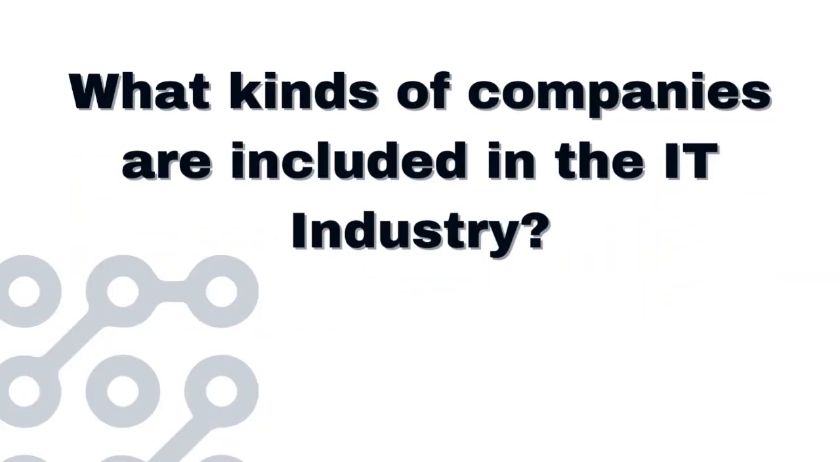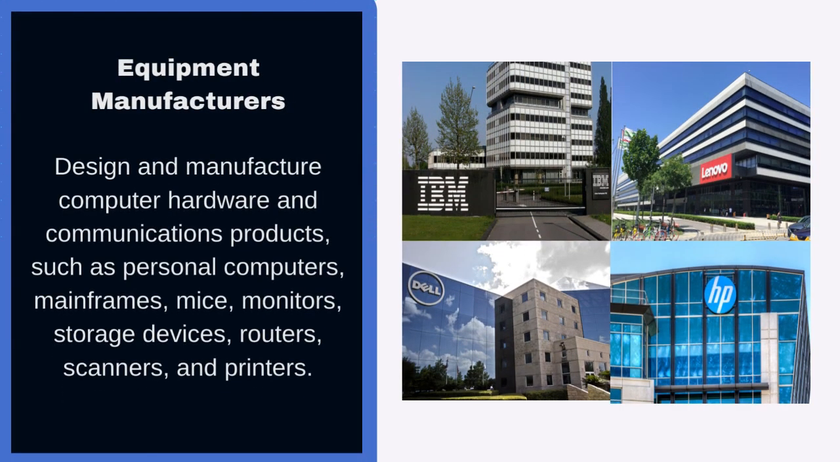What kinds of companies are included in the IT industry? Let us have a closer look at each one. First in line, equipment manufacturers. They design and manufacture computer hardware and communications products such as personal computers, mainframes, mice, monitors, storage devices, routers, scanners, and printers. Examples of these companies include computer manufacturers IBM, Dell, Lenovo, and Hewlett-Packard, or HP.